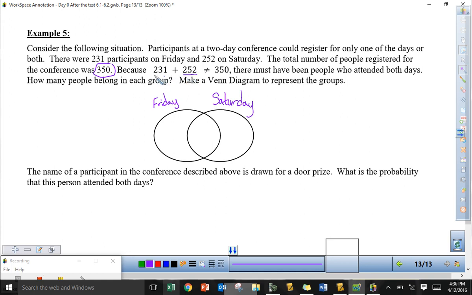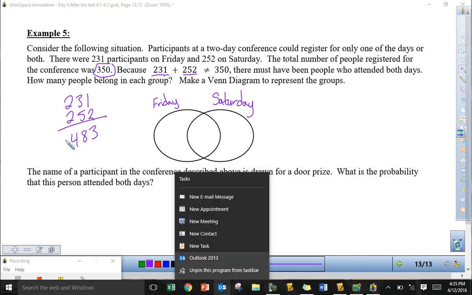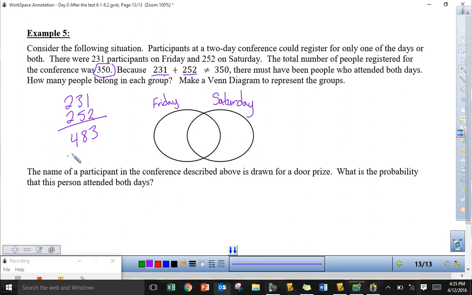Okay, so looking at this, we know that the conference total was 350, but we know 231 and 252 people are accounted for. Okay, so if we look at that sum, we get 483. Okay, but we know that's not the real amount. There's really only 350. So if we subtract off that 350, we will find our intersection, that overlap that we got. Okay, so if we subtract those, we get 133. That's the amount of people who went both days.